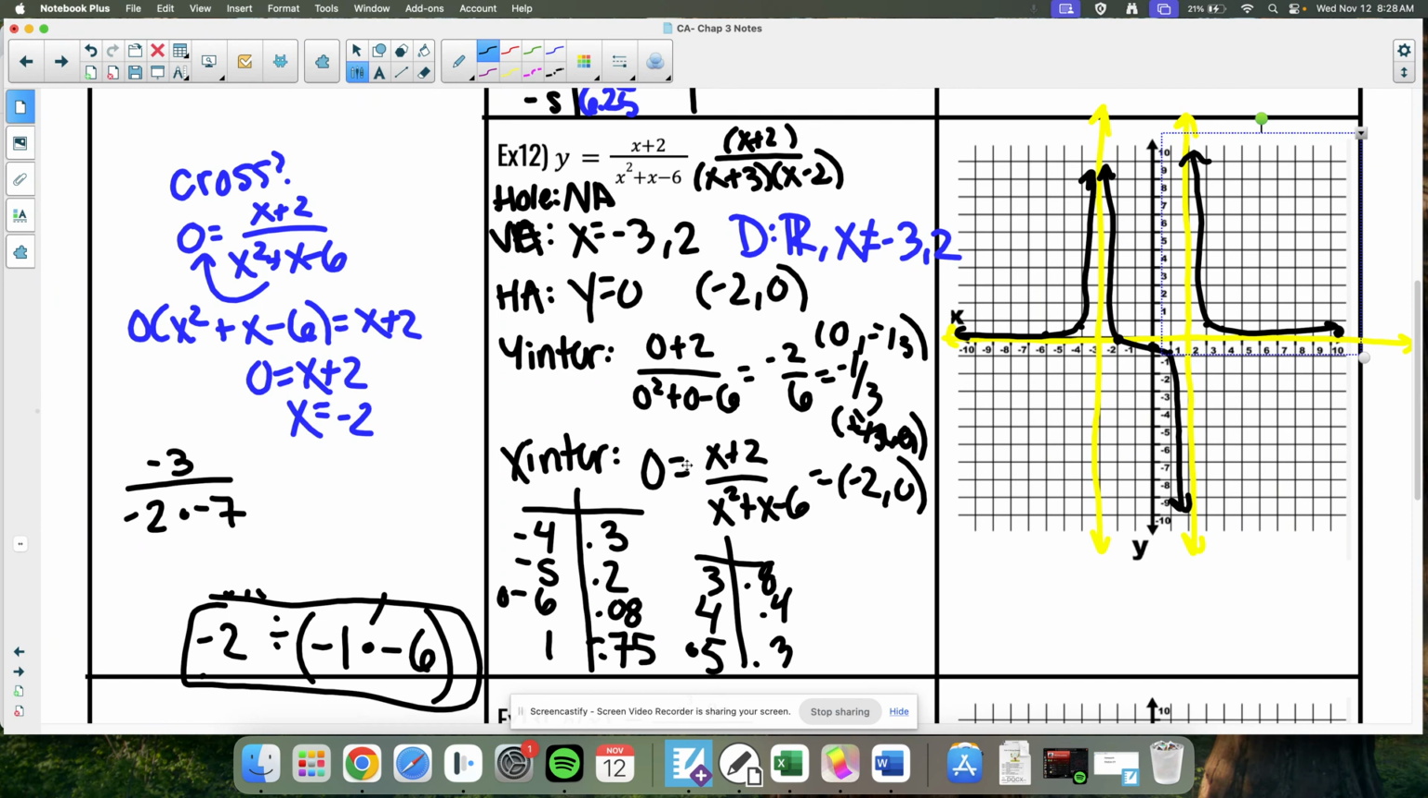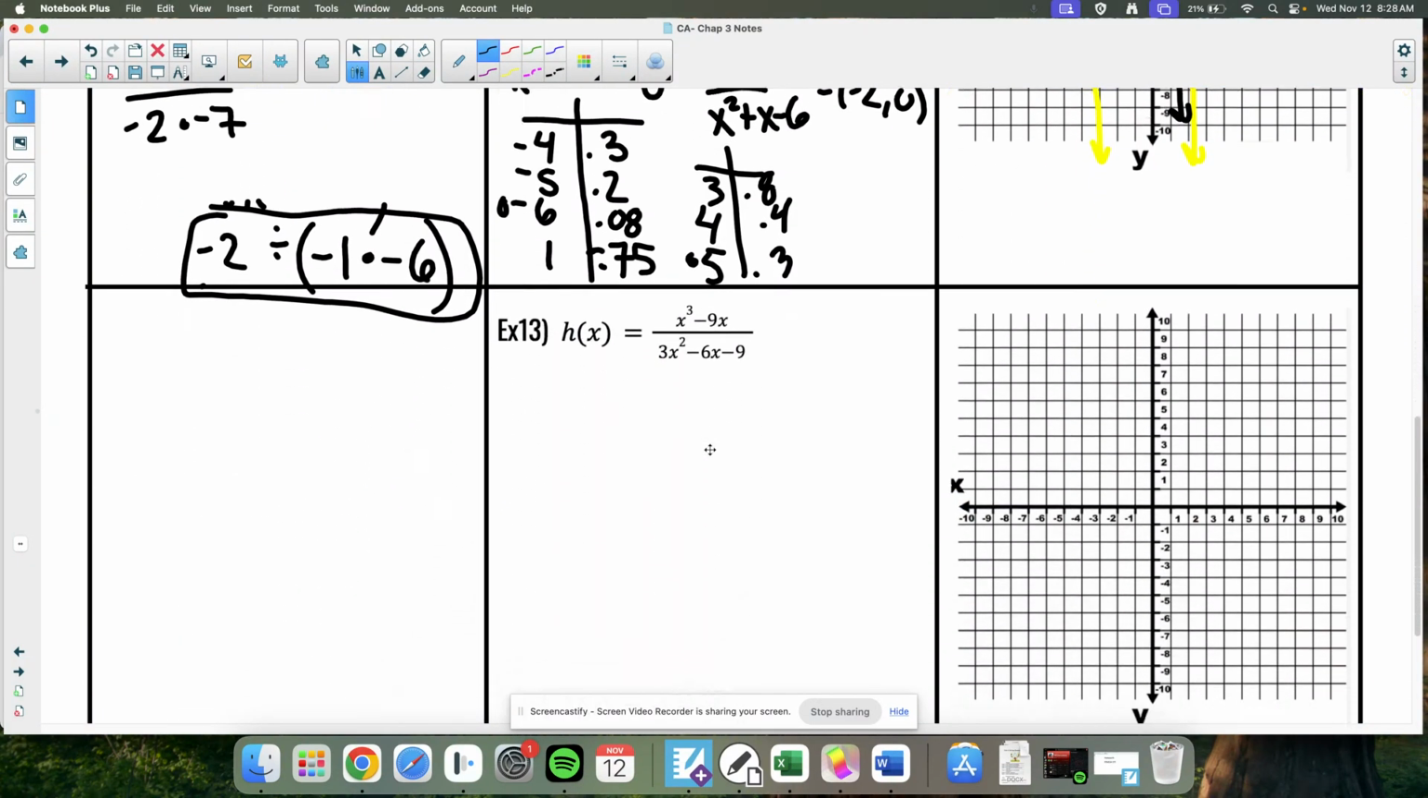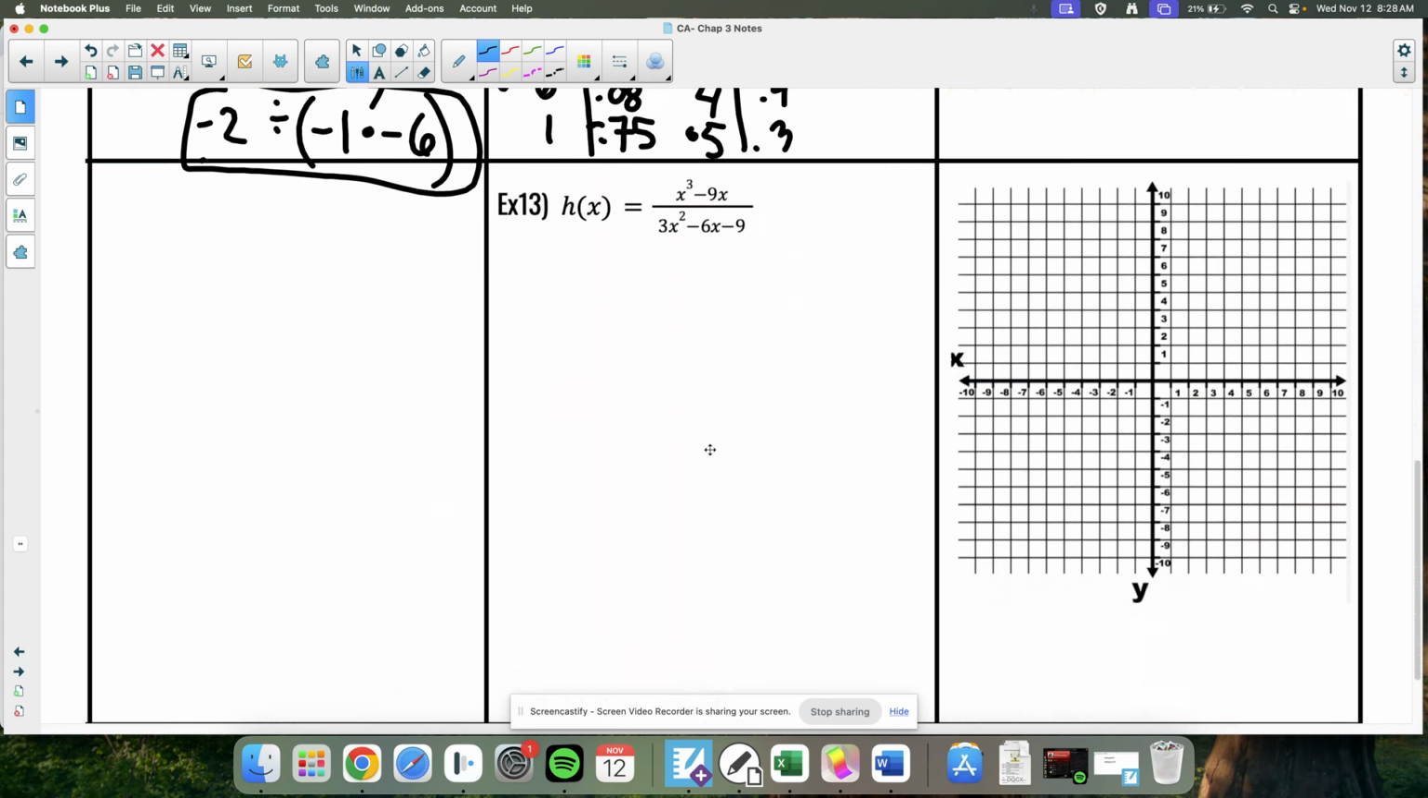Okay, last one. Step 1, what do we do? Factor it. Up top, what do we do to factor it? Take out an x. What's going to be left over? Good, x plus 3 times x minus 3, because it's going to be an x squared minus 9. On the bottom, what's the first thing you should do? Take out a 3, because then that'll change it to an x squared minus 2x minus 3.